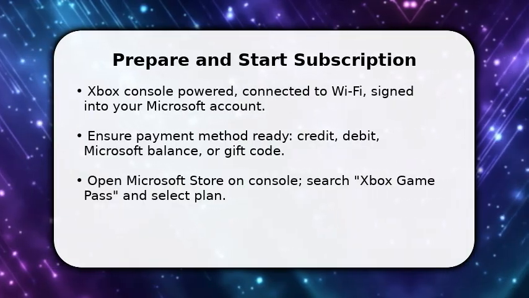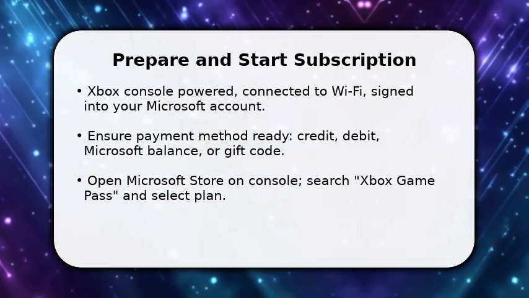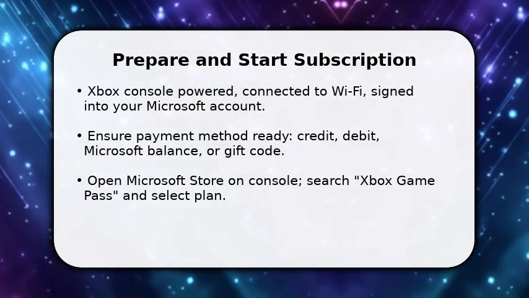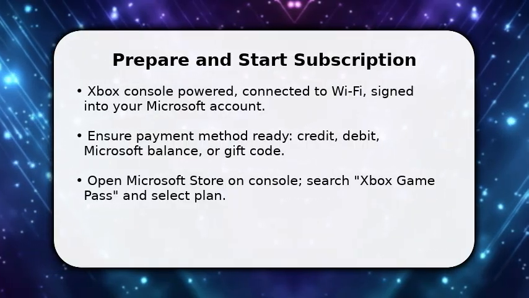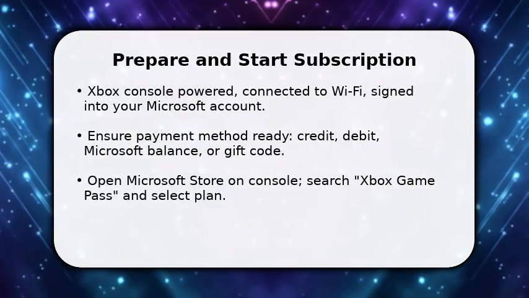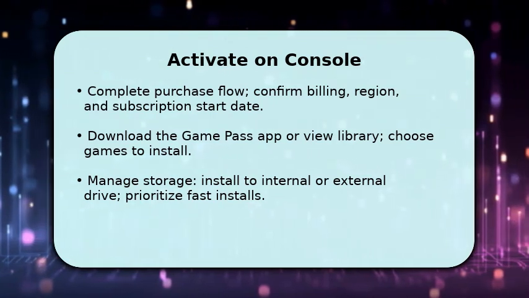Game Pass Ultimate combines Live and Game Pass, while console only is cheaper. Make a selection and follow the on-screen purchase prompts. You'll input or confirm your payment method and accept terms to begin activating the subscription. Once purchase confirmation appears, make sure billing details and region match your account.